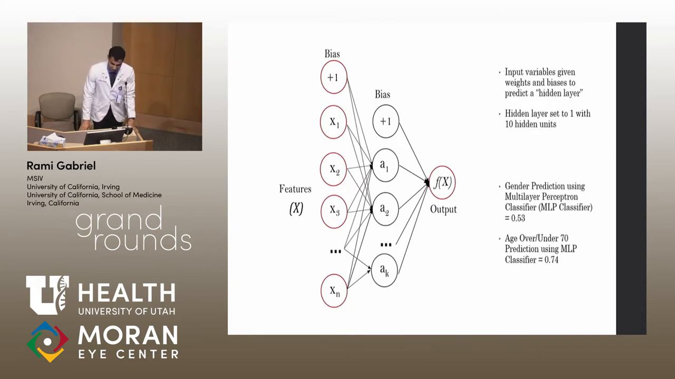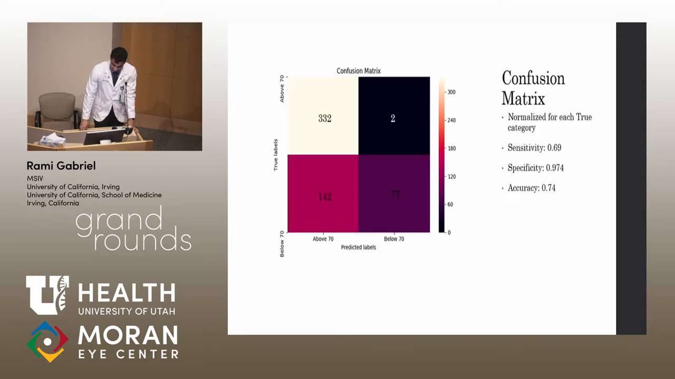For predicting gender, we did a terrible job. We got 53% accuracy, so we gave up on gender pretty quickly. And then for age, we had 74% accuracy, which was actually pretty good.